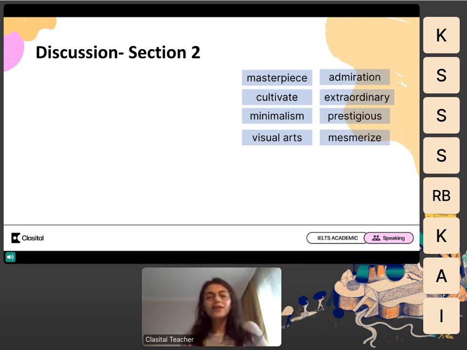So let's talk about some vocabulary that we can use in this section. So for example, we can use the word masterpiece. Do you know what it means? Can you write that to me in the chat box? The word masterpiece? Yes, so a masterpiece is basically someone's, like, art. So for example, we can say the sunflower painting can be the masterpiece of Van Gogh, for example. What about admiration? Do you know what admiration means?